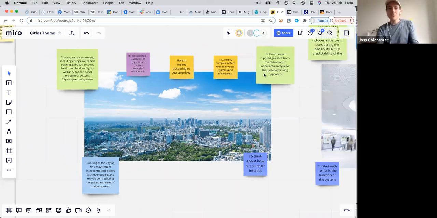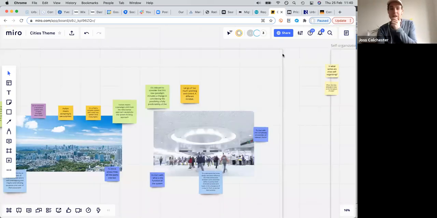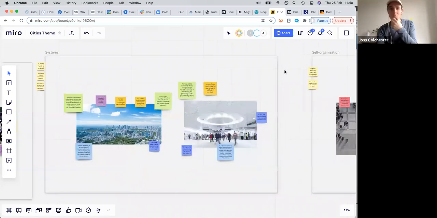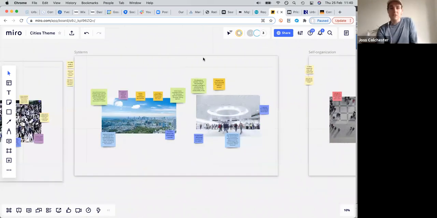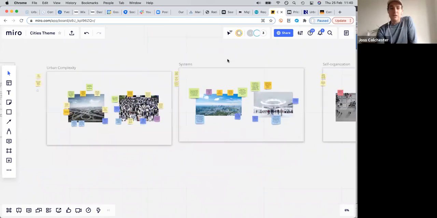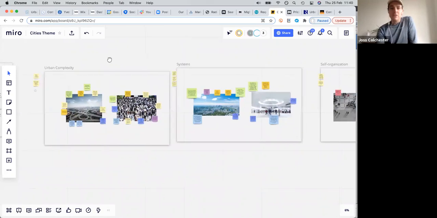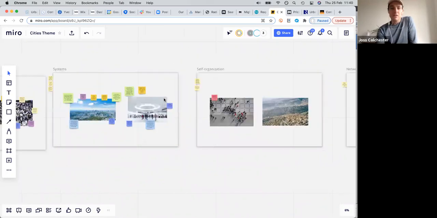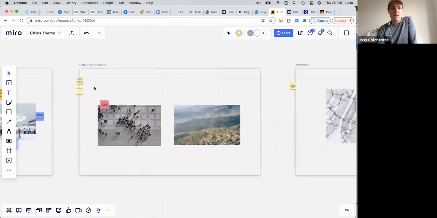Okay, let's jump onto the next board for the sake of time. We will try and capture this knowledge as we go forwards and maybe put it into mind maps and publish it, so we're not losing all this. But let's keep going and talk about self-organization.